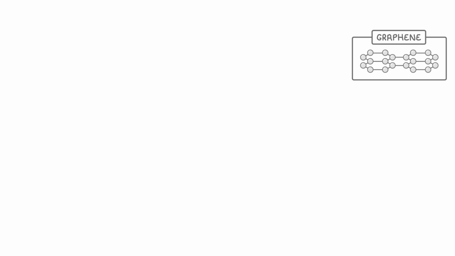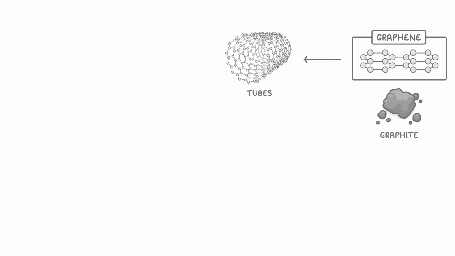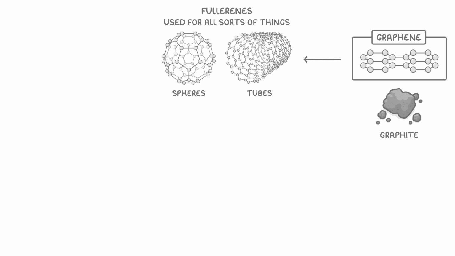Now, graphene is completely natural, and we can get it from the ground in the form of graphite. But what scientists have started to do is take these strong but tiny sheets and make stuff out of them, like tubes. They've also made similar sheets, but with pentagons or heptagons, which make the sheets curve into spheres. And these tiny tubes and spheres, which we call fullerenes, can be used for all sorts of things.